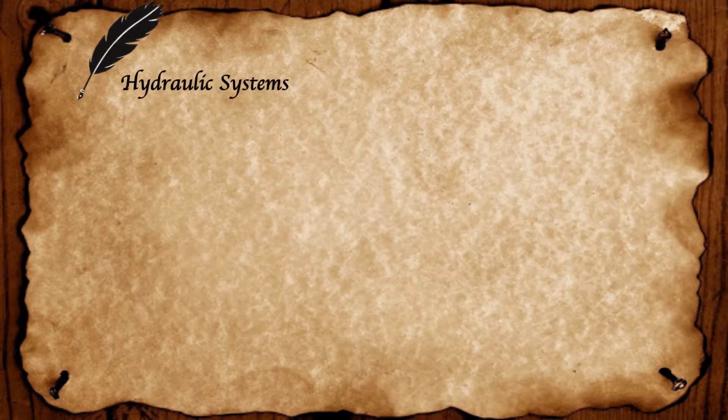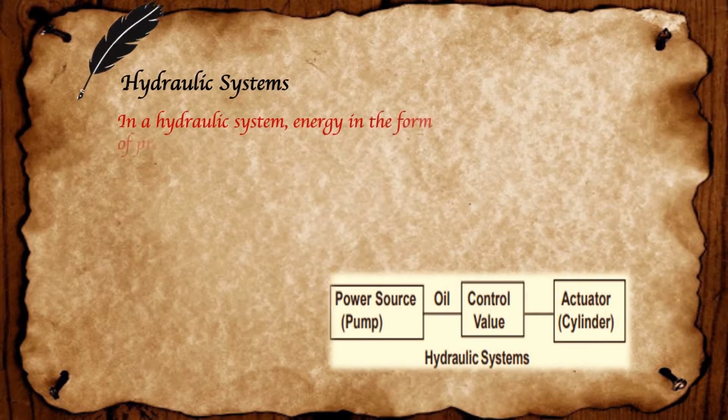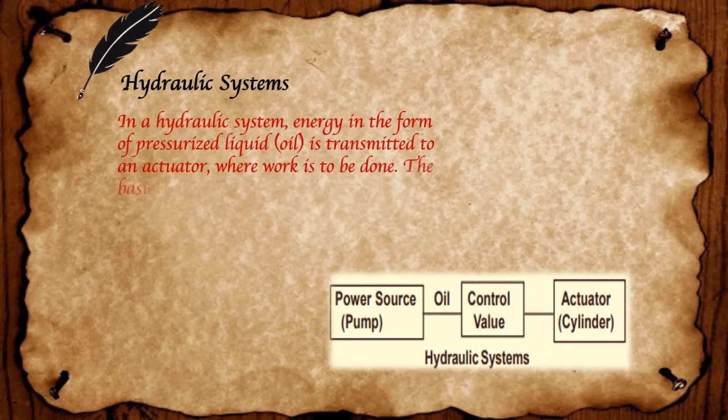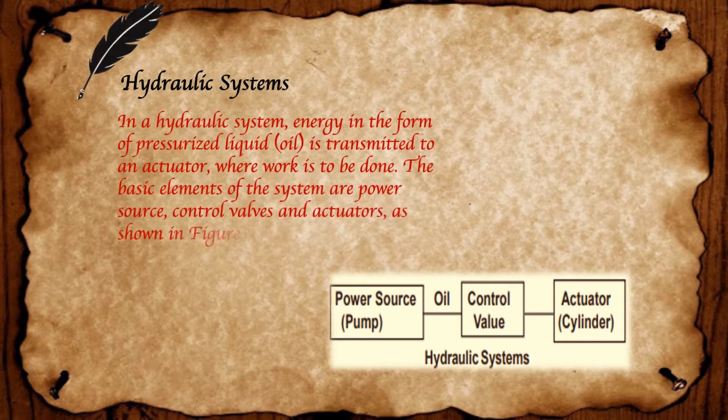Hydraulic systems. In a hydraulic system, energy in the form of pressurized liquid, oil, is transmitted to an actuator where work is to be done. The basic elements of the system are power source, control valves, and actuators as shown in figure.